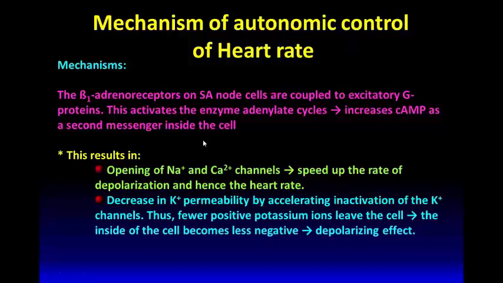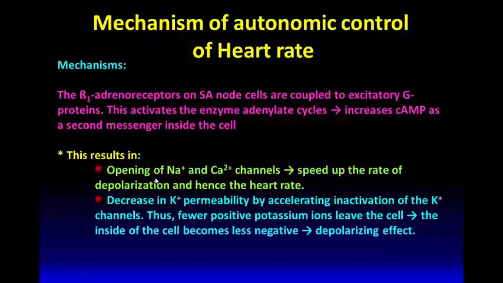When the level of cyclic adenosine monophosphate increases inside the cells of the sinoatrial node, this results in opening of sodium and calcium channels. Thus, more sodium and more calcium ions get in, speeding up the rate of depolarization, hence the heart rate.